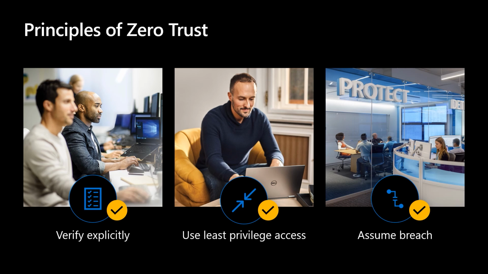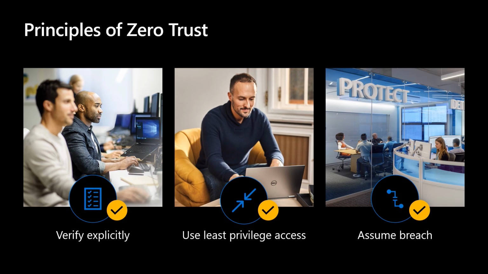We've covered verifying explicitly, using least privilege, assuming breach. Verifying explicitly with understanding the user's identities, devices, and verifying that the user says who they say they are, and verifying that our devices are compliant and meet our needs. Using least privilege access, even through access packages where we're able to provision users, but also apply privileged identity management to ensure that users only have access when they need access. This can also be applied to your global admins.